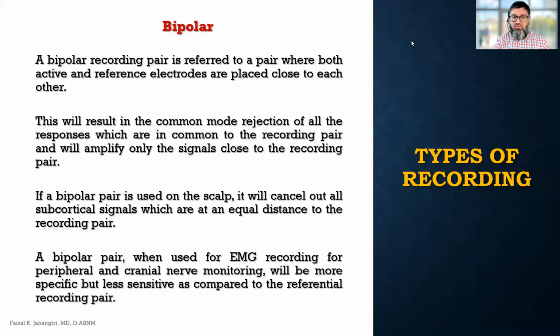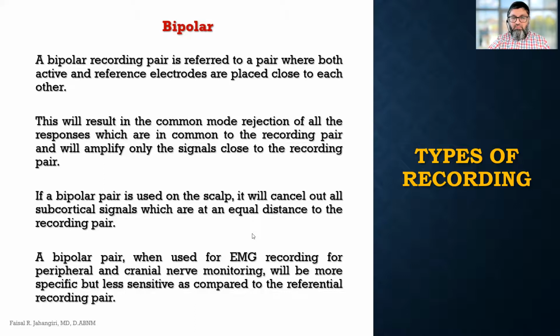So we have common mode rejection because both electrodes are very close to the signal, and the signal far from that area will be in common mode. The signal which is very, very close will not be in common mode, but the signal which is far will have the same distance to both electrodes. So that signal will be cancelled out, and only the difference between the two will be amplified. If a bipolar pair is used on the scalp, it will cancel out all the subcortical signals which are at an equal distance from the recording electrodes. A bipolar pair, when used in EMG recording for peripheral or cranial nerve EMGs, will be a more specific recording.